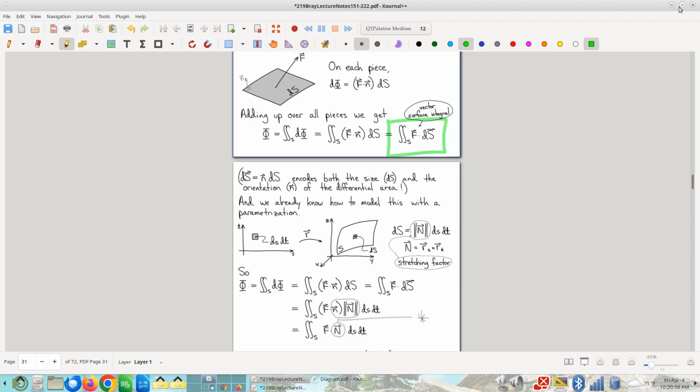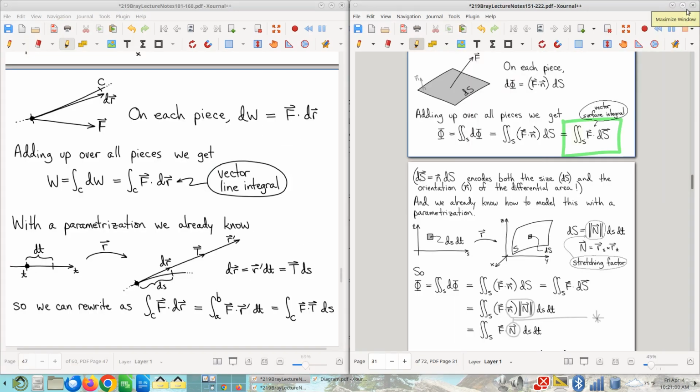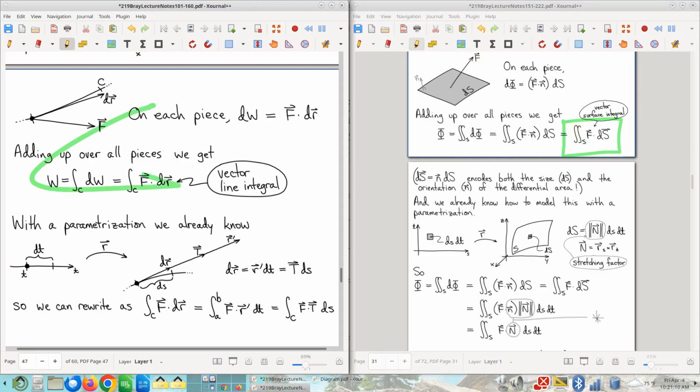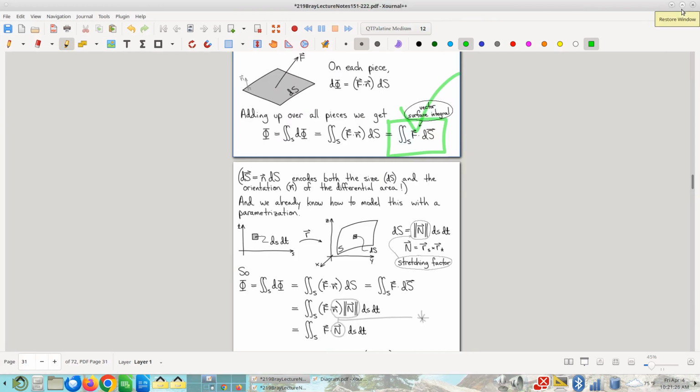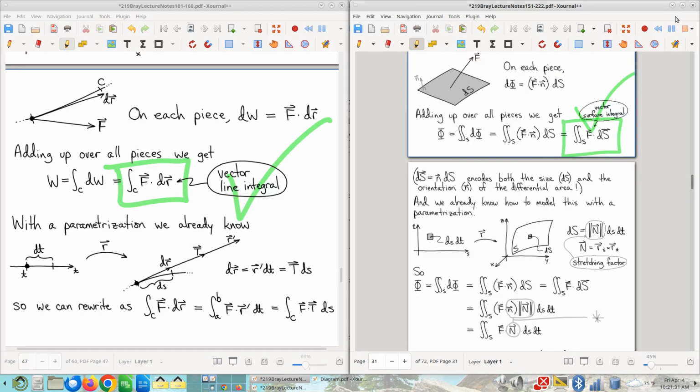Very analogous, by the way, to when we developed work, right? We looked at, again, a physical scenario, this idea of the amount of work it takes to move along a curve. And we went through a computation and ended up with a new kind of integral. So vector line integrals and vector surface integrals come about in analogous ways, applied to, of course, different geometric and physical scenarios.